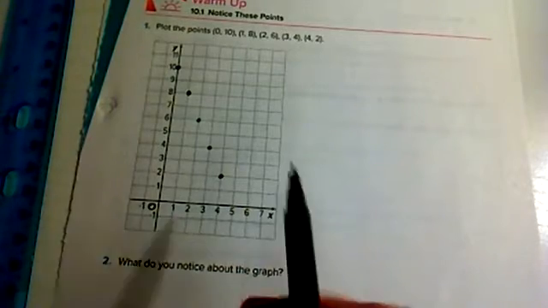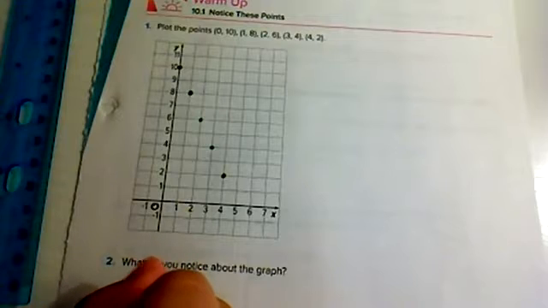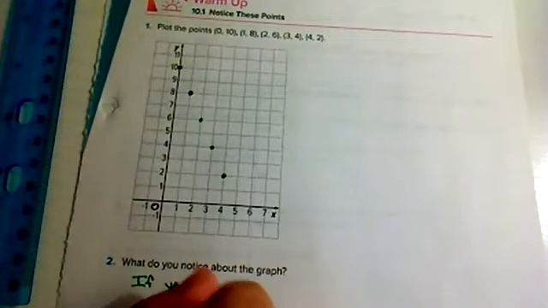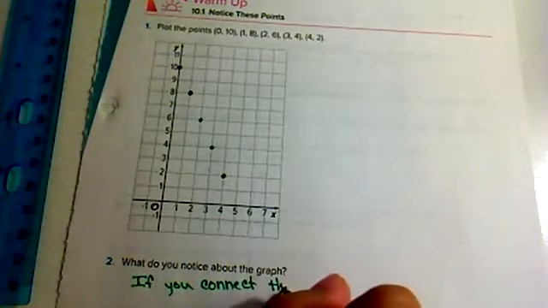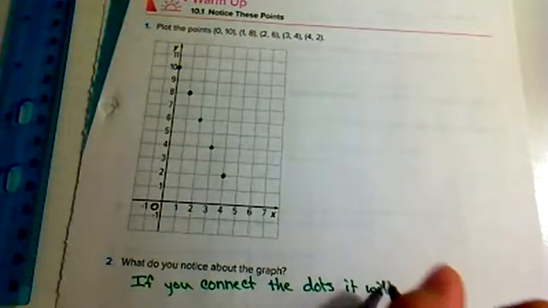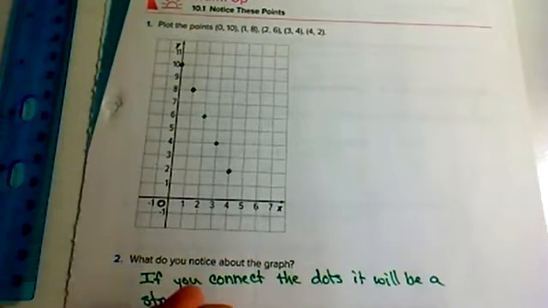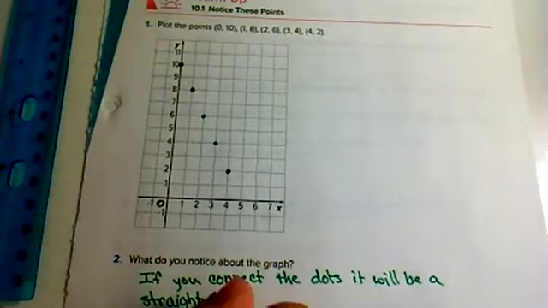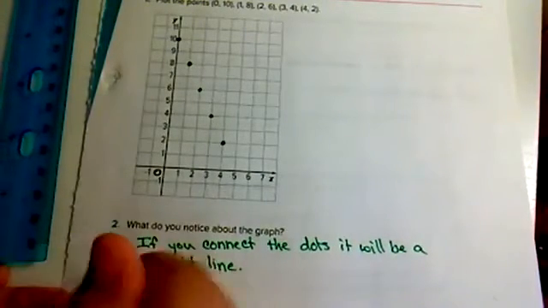So yeah, one thing you could have noticed is how it goes in a straight line. So if you connect the dots, it'll be a straight line. What else do you notice? Yeah, it looks like a proportional relationship.